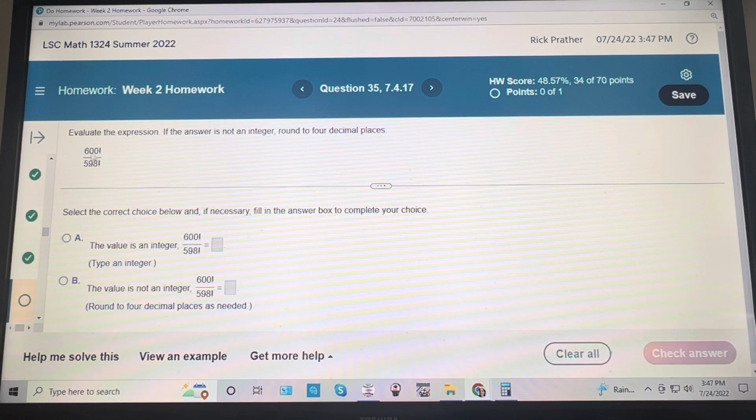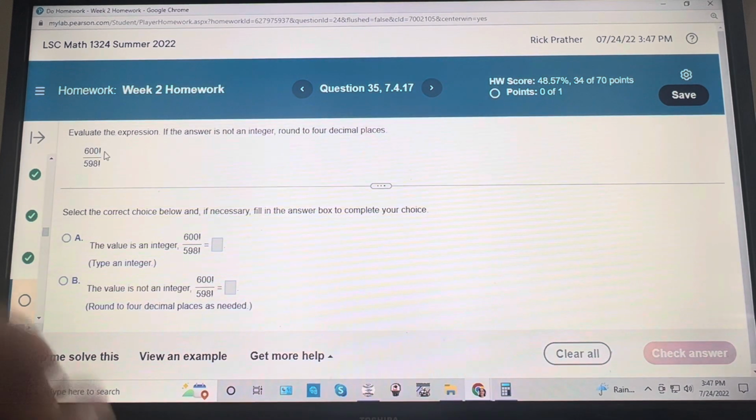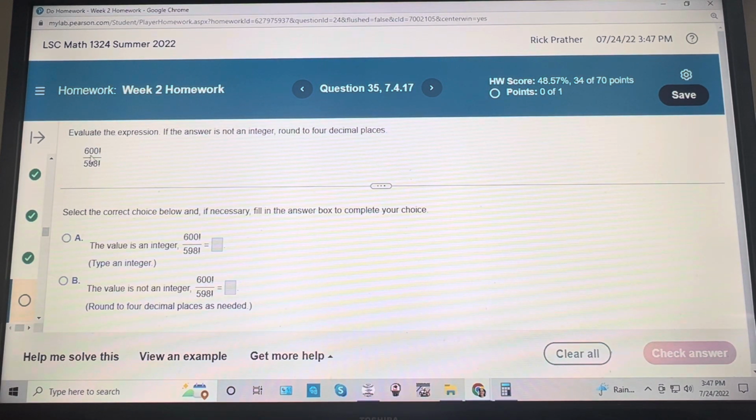Okay, well, here's again, this is so large you could never write this number down. It would take you hours to type it into a calculator anyway. So you really need a shortcut here. 600 factorial divided by 598 factorial.